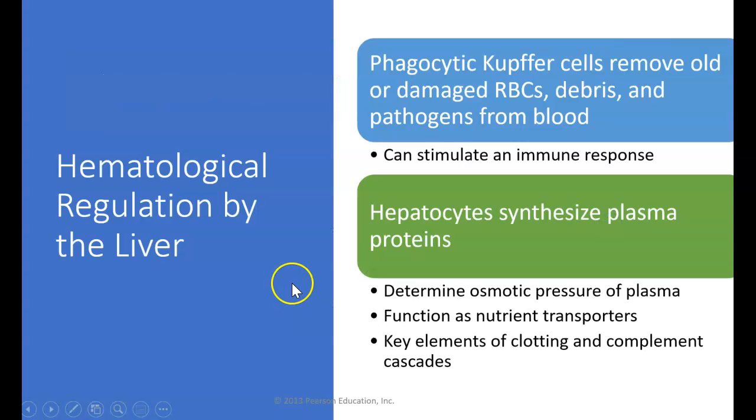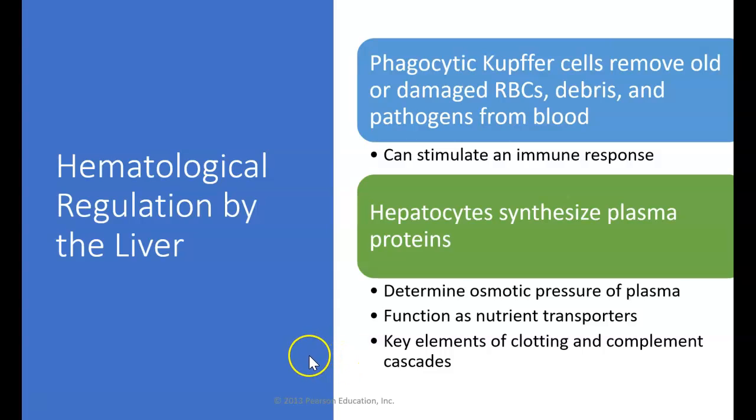Some of the blood regulation by the liver: phagocytic Kupffer cells remove old or damaged red blood cells, debris, and pathogens from the blood. It can help stimulate an immune response if necessary. Hepatocytes also make plasma proteins, which determine the osmotic pressure of plasma, so how much water is in the plasma. It functions as a nutrient transporter, and it plays a really key role in blood clotting and complement cascades, so hormone cascades.